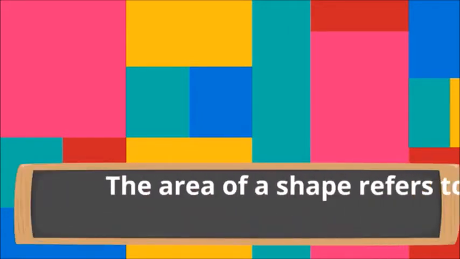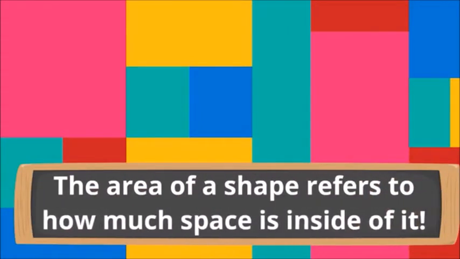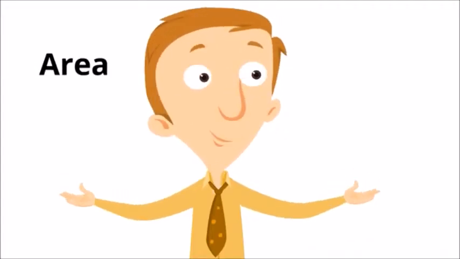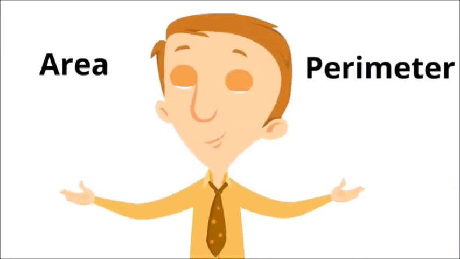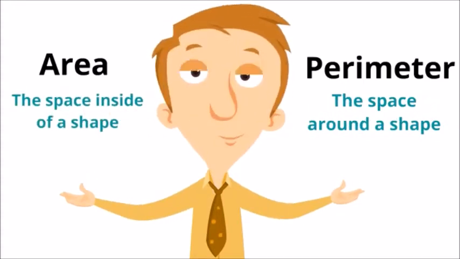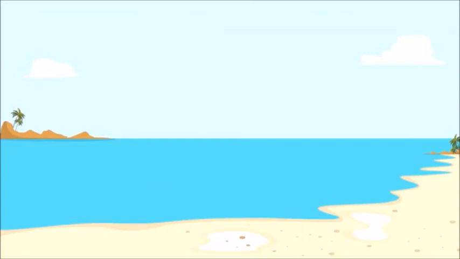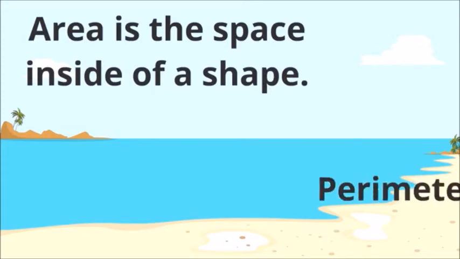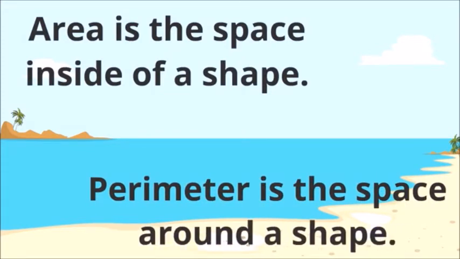Area is something we can discover about shapes. The area of a shape refers to how much space is inside of it. Area is very different from perimeter. If you'll remember, perimeter is the space around a shape. Area is the space inside of a shape. Alright, so area is the space inside of a shape, and perimeter is the space around a shape. So they're very different, aren't they? And this video is all about area. We're going to learn how to find the space inside of a shape.